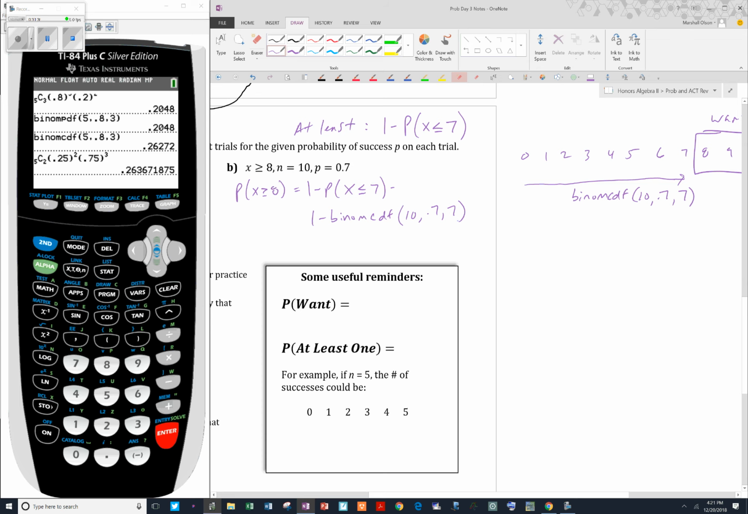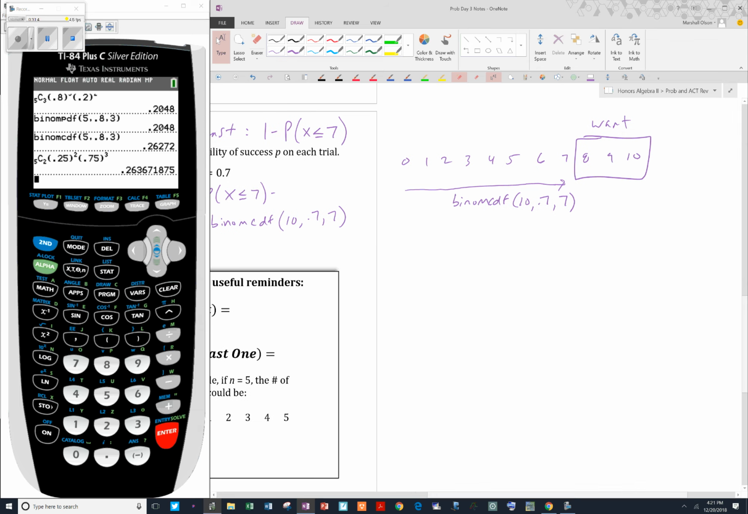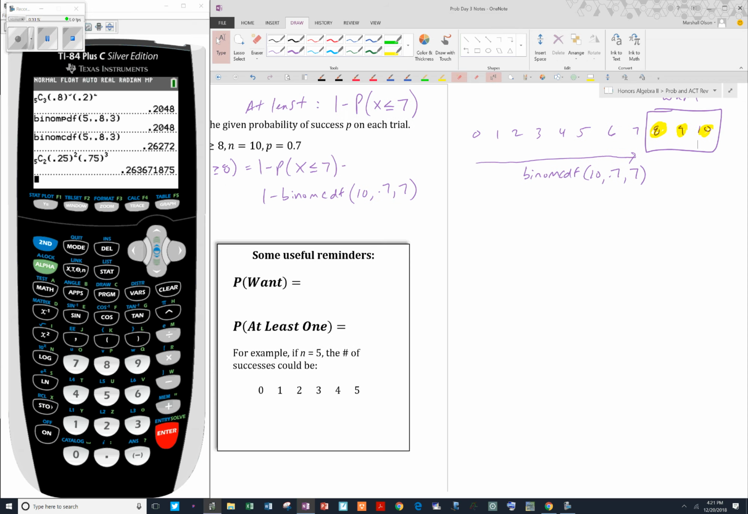10, 0.7. All right. Now, if you wanted to, you could just calculate these 3 individual probabilities using binomial PDF or the formula and add them together. And you're going to get the same answer we're about to get.